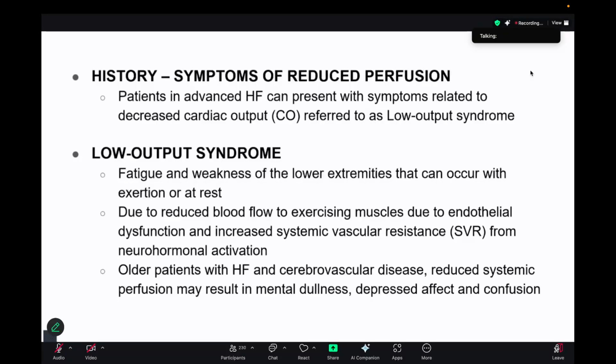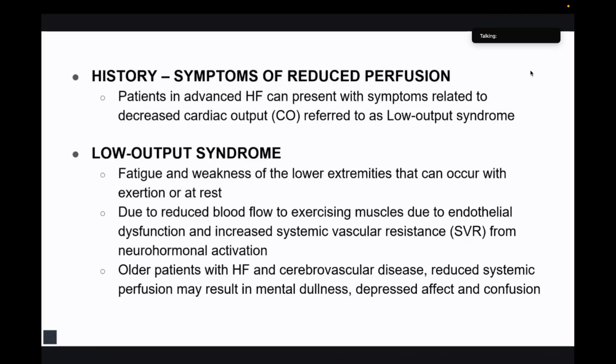Older patients with heart failure and a history of cerebrovascular disease, such as stroke, the reduced systemic perfusion may result in mental dullness, depressed affect, and confusion.